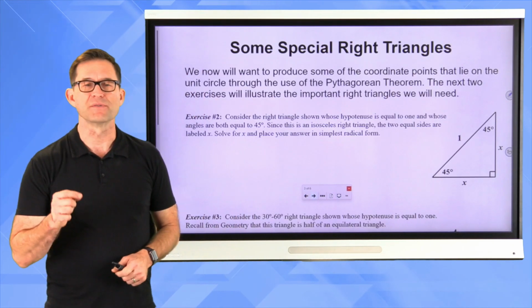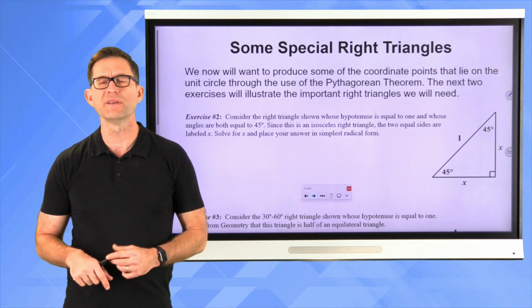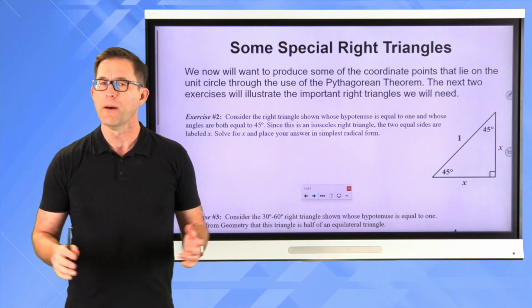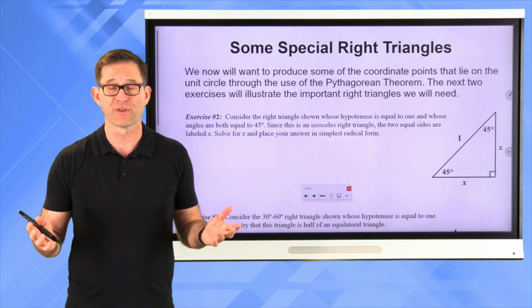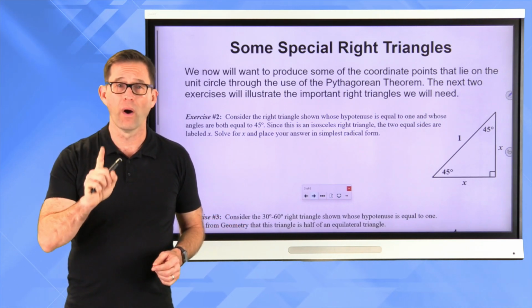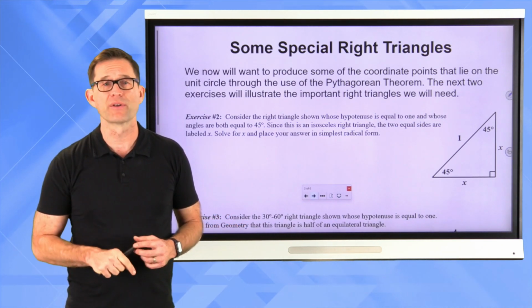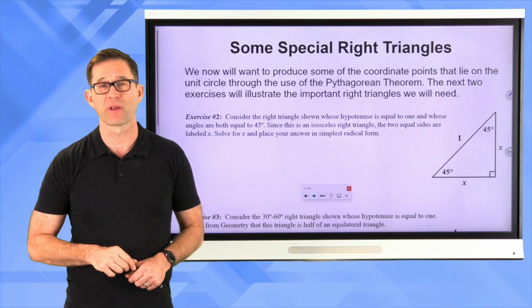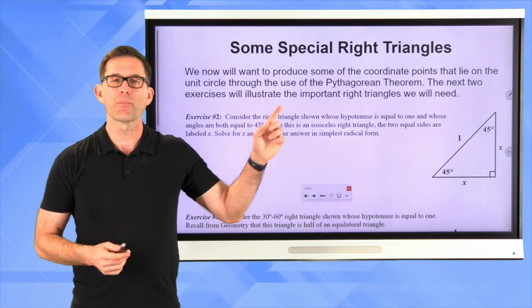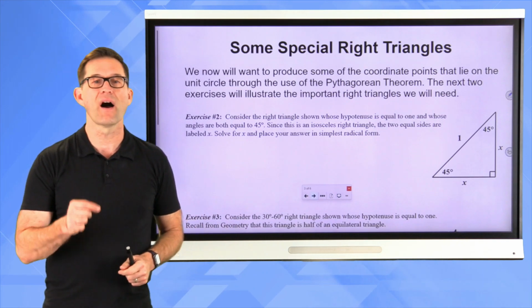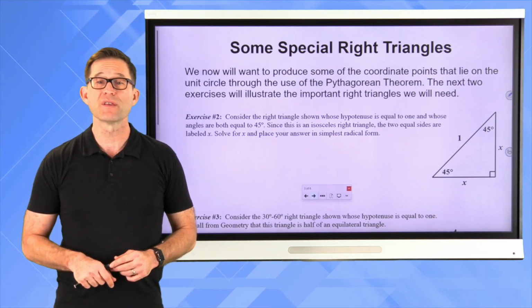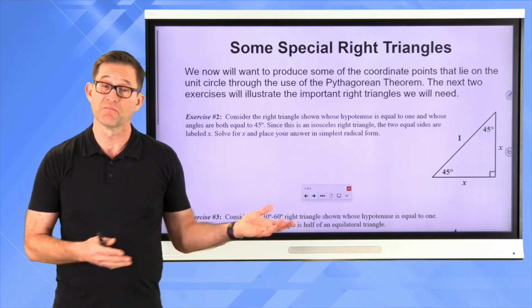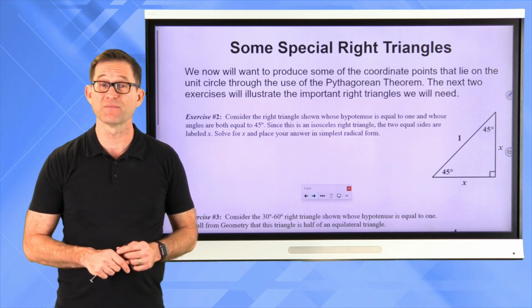Now, let's keep going and talk about some special right triangles. You saw these special right triangles back in geometry, but at least in our geometry course, we worked on them for a total of 1 class period. You may have worked on them a little bit more depending on what geometry class you took. We will now want to produce some of the coordinate points that lie on the unit circle through the use of the Pythagorean theorem. Given what I just looked at, that probably makes some sense.